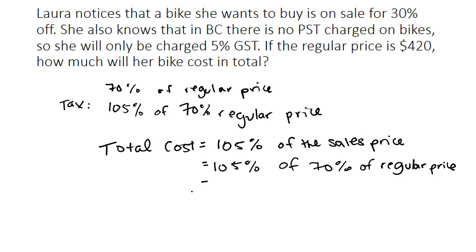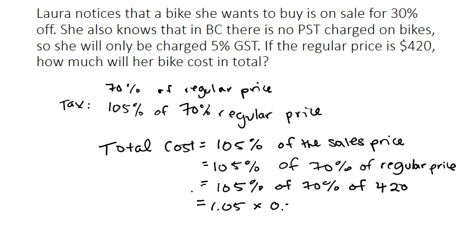So that means it will be 105% of 70% of $420, or 1.05 times 0.7 times 420. And when you do that calculation, you will end up with $308.70, sorry, which we've decided is definitely the cost of Laura's new bike.